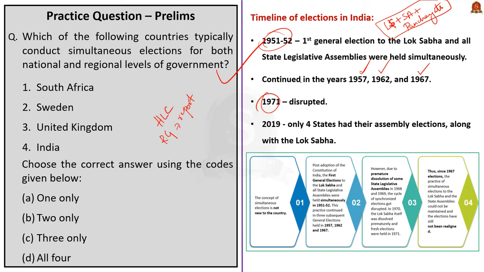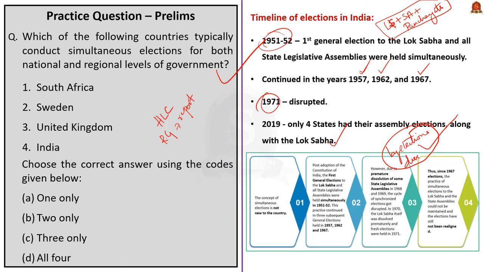In 1970, the Lok Sabha was itself dissolved prematurely and fresh elections were held in 1971. This was the beginning of the end of simultaneous elections in India. As of 2019, only 4 states had their assembly election along with the Lok Sabha. This means we now have at least 2 rounds of assembly general elections every year. So, the factors responsible for disruption of simultaneous elections include dismissal of governments, defections, hung houses, by-elections due to death, etc. So, the key recommendations of the high-level committee will be around resolving these issues, right?